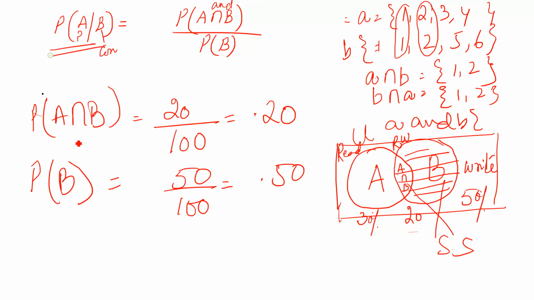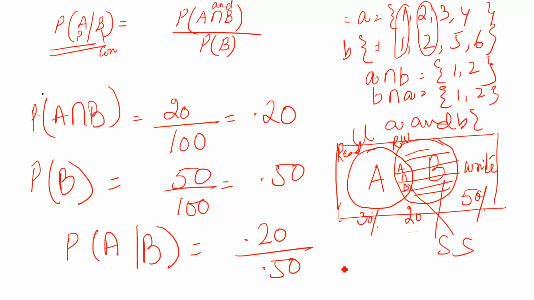Now it is very easy to find the probability of A while B has already occurred. So A intersection B is 0.20 divided by 0.50, which is equal to 0.40. This is the probability of event A given that B has already occurred.